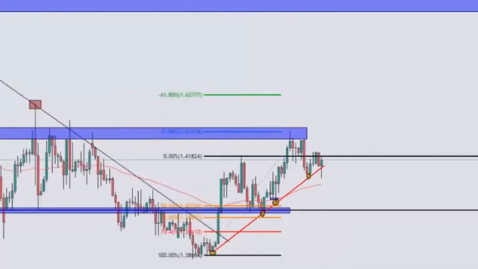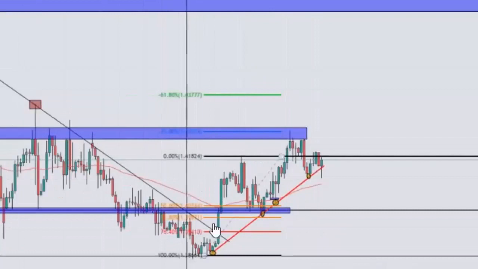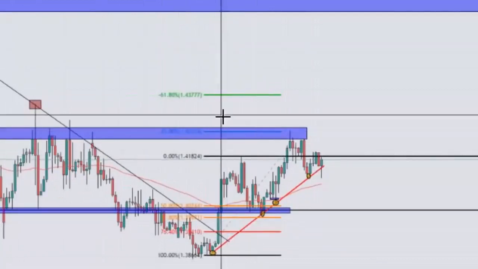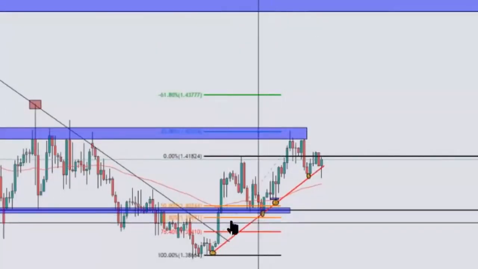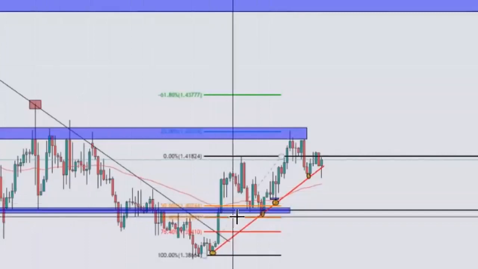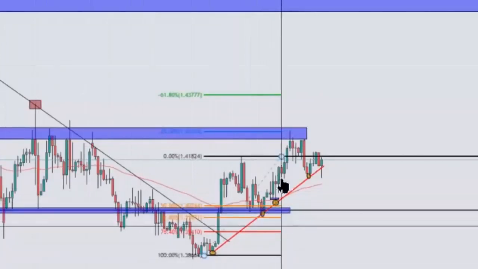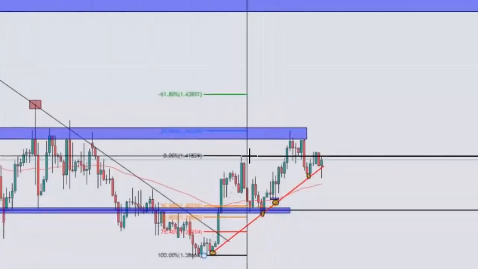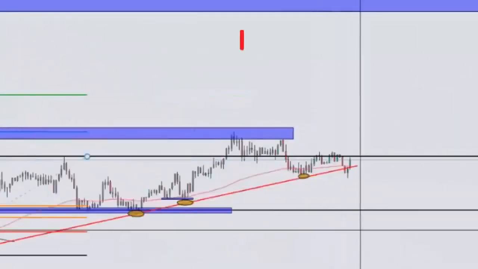So on the 4-hour, we can identify we broke the bearish trend to the upside and made a retest back to our golden zone and this key level. Now it's fair to say that we're finished on the 4-hour time frame. So let's take it down to the 1-hour.